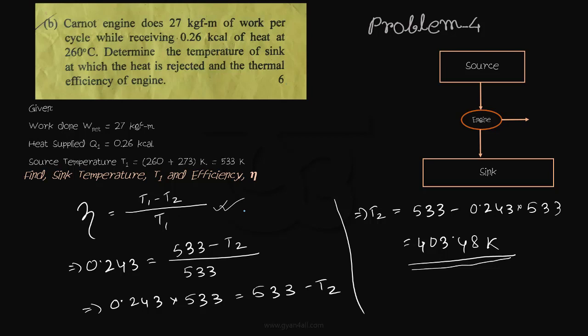because this relation requires the temperature to be on the Kelvin scale only, and this is also given in Kelvin. But we can convert it to centigrade, that is 403.48 minus 273, and this way the problem is solved for all the required calculations, that is efficiency and temperature of the sink.